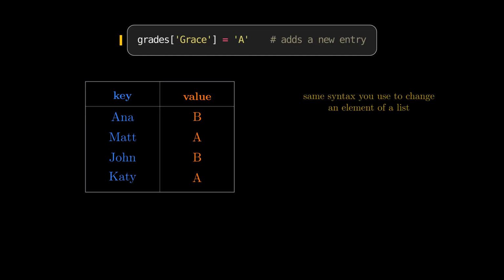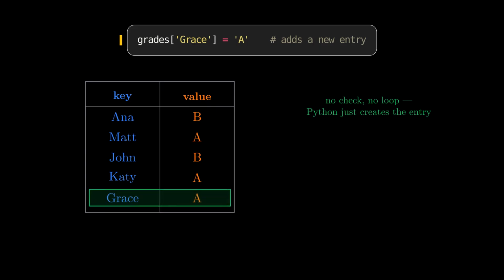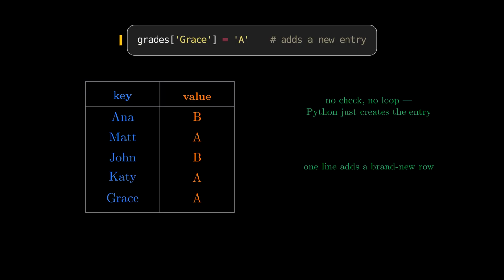That is exactly the syntax you would use to change an existing element of a list, but the key Grace is not here yet. So Python does the simplest thing. It does not find Grace among the keys, so it just creates the entry. No checking whether she already exists, and no loop. One line adds a brand new route to the table.